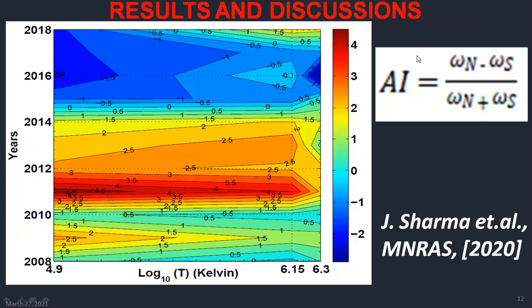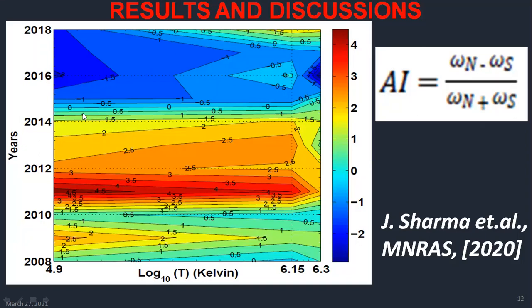Here we introduced a new parameter known as the asymmetry index, AI. It is defined as AI equals omega n minus omega s, divided by omega n plus omega s. Omega n is the rotation rate of the northern hemisphere and omega s is that of the southern hemisphere. If AI is positive, then the northern hemisphere rotates faster than the southern hemisphere. On the other hand, if AI is negative, then the southern hemisphere rotates faster than the northern hemisphere.